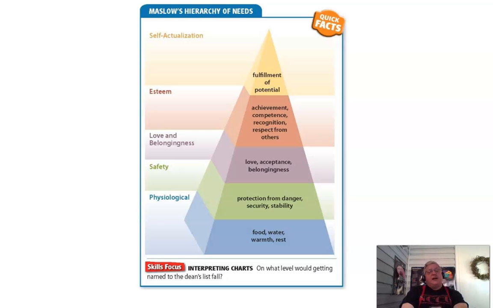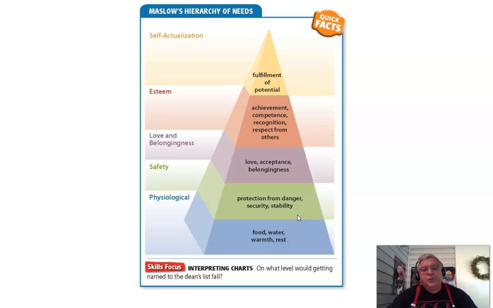So this is Maslow's hierarchy of needs. You should memorize this chart because it's very valuable. Basically, what we see here is at the bottom we have our physiological needs. We need to have food and water. We need a place that's safe and dry and out of the sun so that we can rest. We need to have protection from danger, and security and stability.